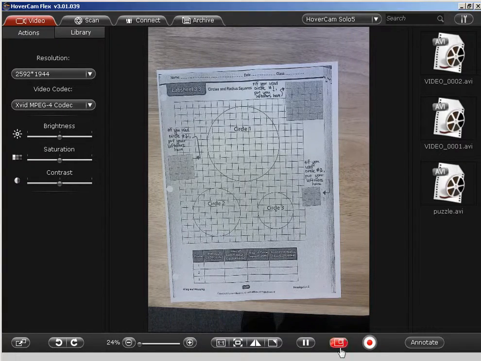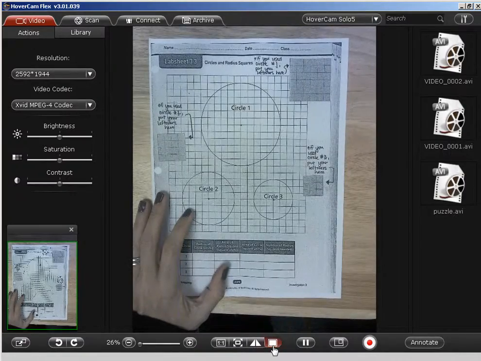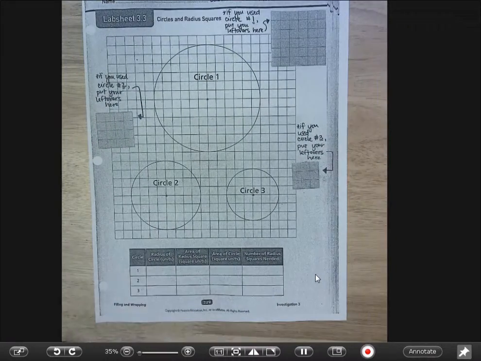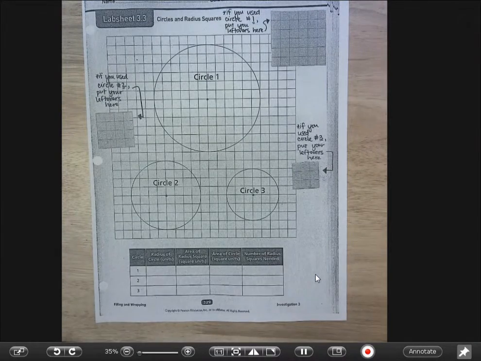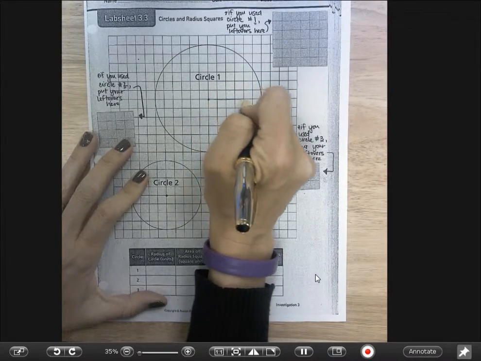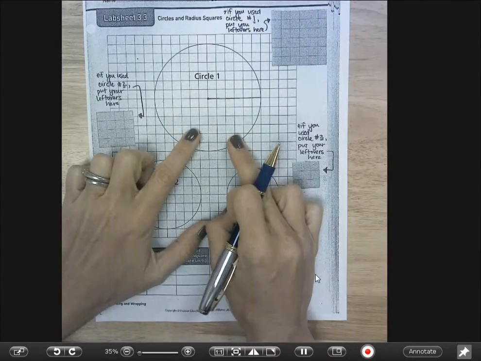Hi guys, so this video is going to help you understand the area formula for a circle. One of the ideas that you worked with yesterday was radius and circumference. And so radius also plays a role in finding the area of the circle. So we're going to look at circle one here.